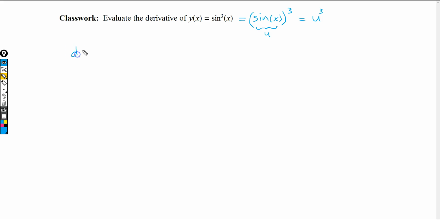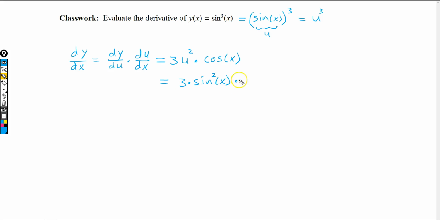So dy/dx, we'll write that as dy/du, du/dx. So the derivative of this with respect to u, then u is sine, so the du/dx becomes cosine of x. And then we just replace our u. And we have our answer. Let's try one more.